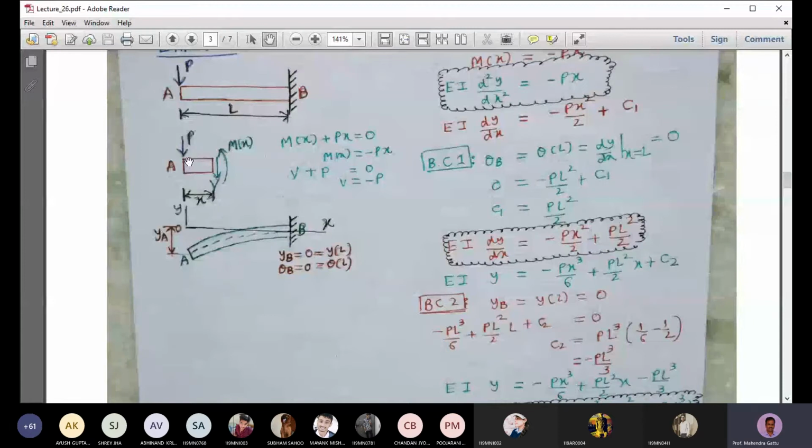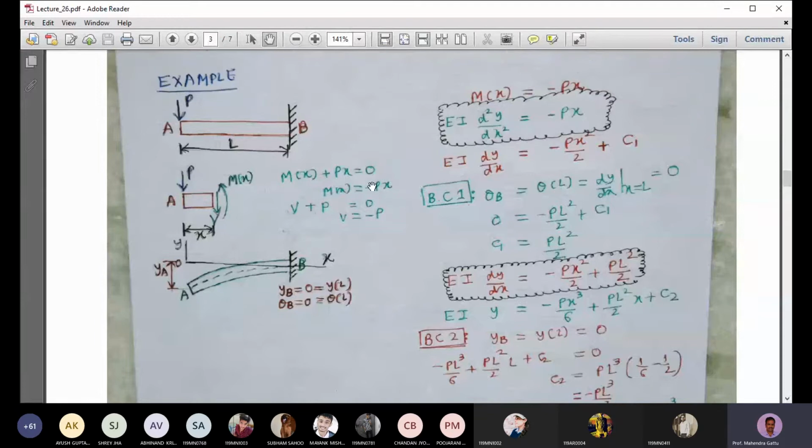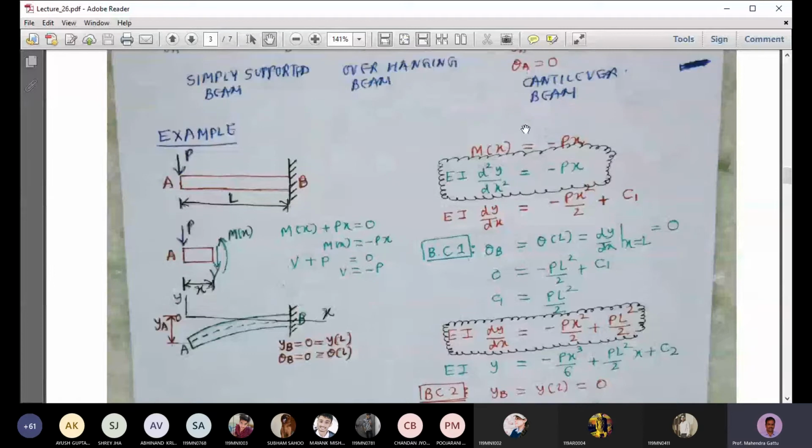So net clockwise moment about this section is M of x plus Px. So M of x is minus Px. So we have found the bending moment as a function of x. Okay, so we can write M of x is minus P of x. So we replace M, and we can apply the differential equation.